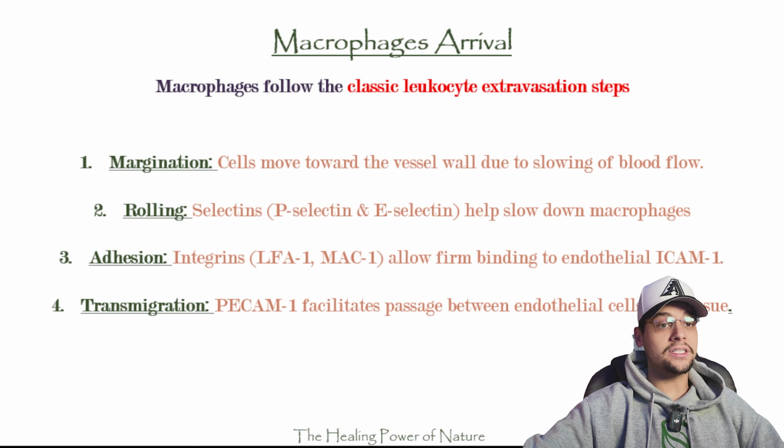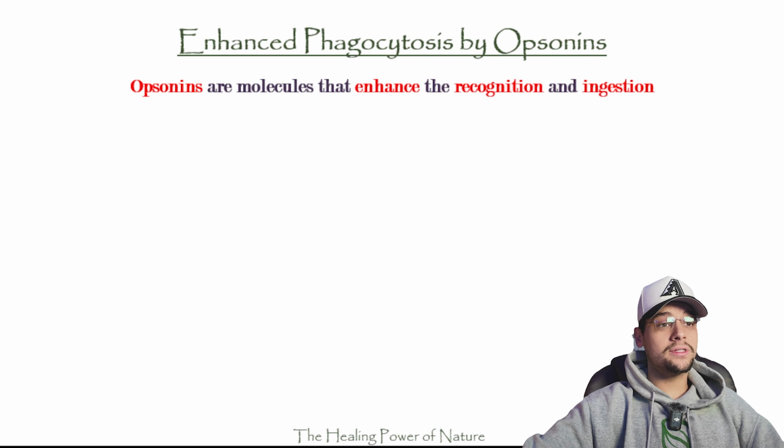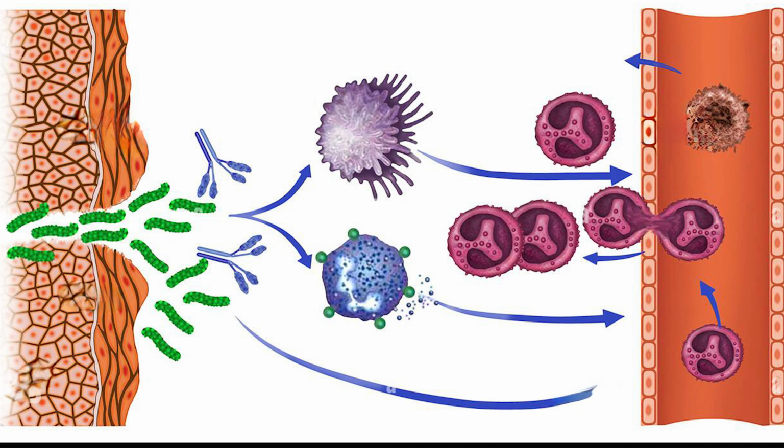PCAM1 facilitates passage between endothelial cells into the tissue. So, enhanced phagocytosis by opsonins. Opsonins are molecules that enhance the recognition and ingestion of pathogens by macrophages. There are two major opsonins involved.